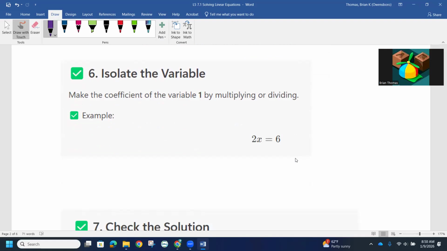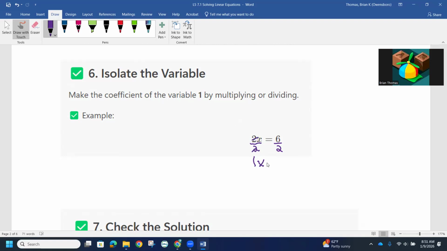So the last thing is we want to make the coefficient of the variable 1. Essentially, we're going to multiply or divide to do that. Right now, notice how our variable is on one side of the equation, but what we want to do is get rid of its coefficient. To make this coefficient a 1, we know that if you divide a number by itself, it turns into a 1. So if I divide that side by 2, I can divide that side by 2. Notice that these 2's will divide out and turn into a 1.